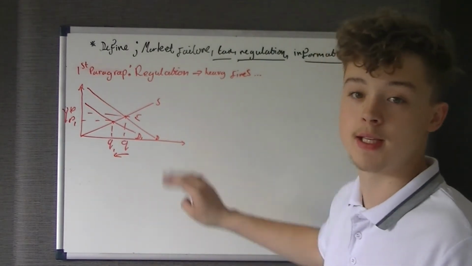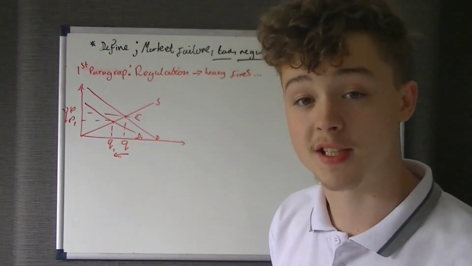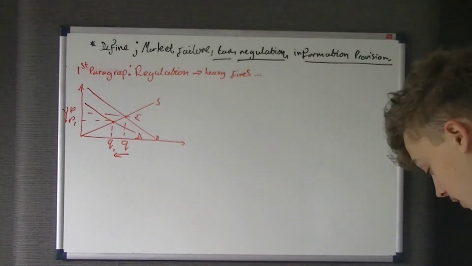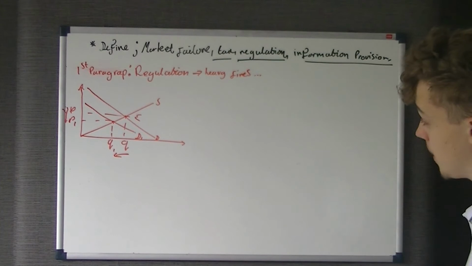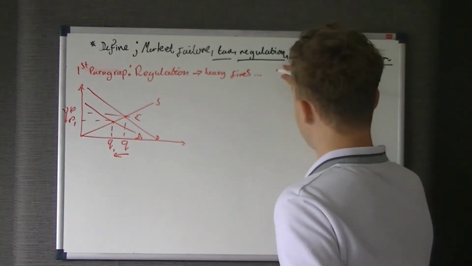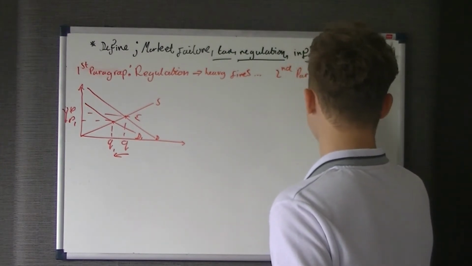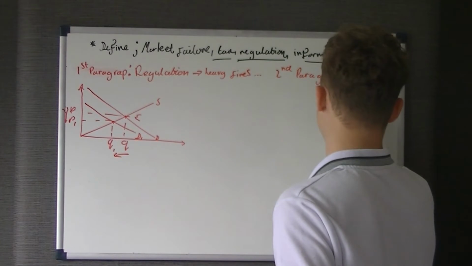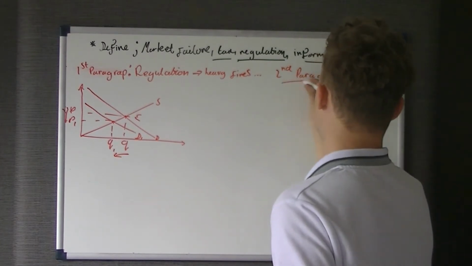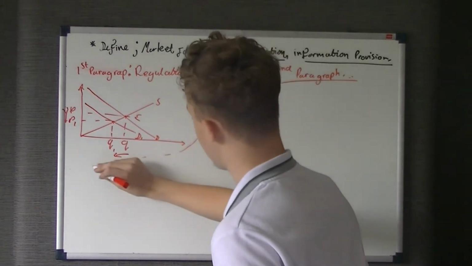I'm not sure if you can quite see that diagram on the board, but basically it's the demand curve shifting left from D to D1, just a shift of the demand curve there. So that's how you talk about regulation. I'm going to leave that up actually. So your second paragraph, I'm only leaving that up, I'll rub it out in a minute, just so you can see the differences between them. So I'll sort of corner it off a little bit.